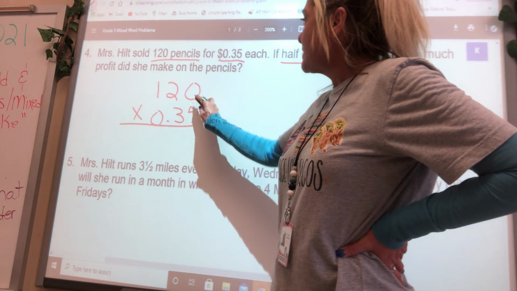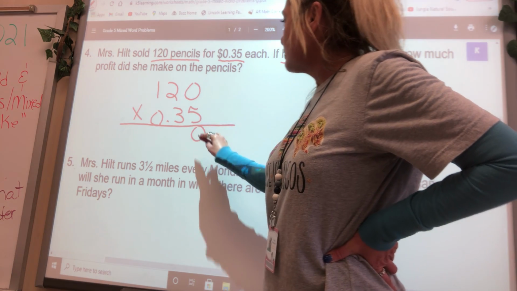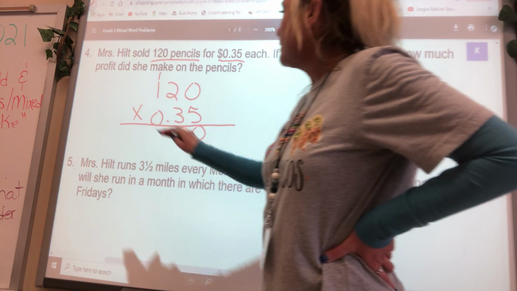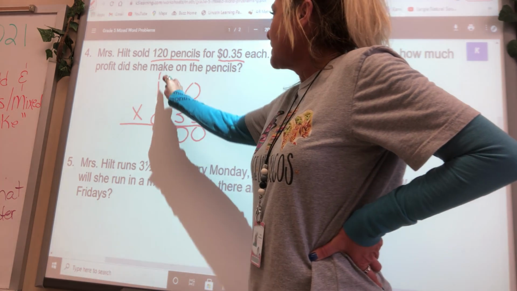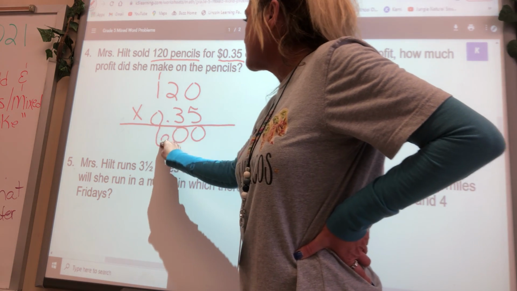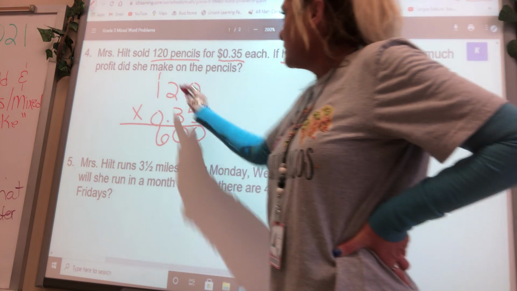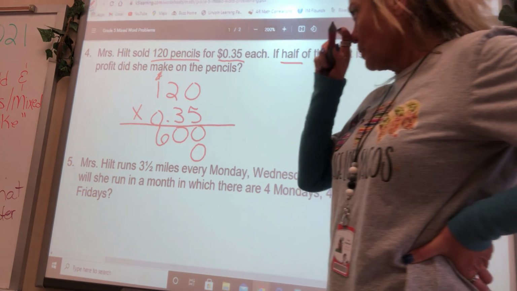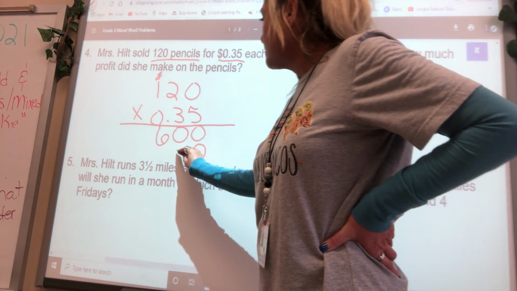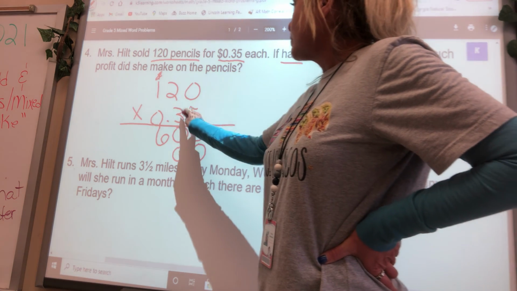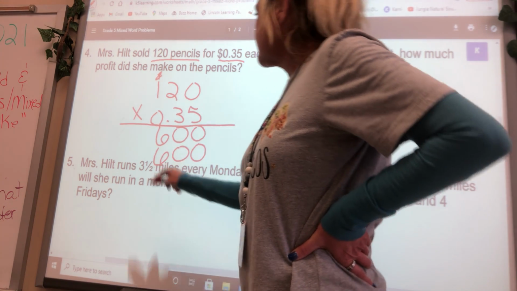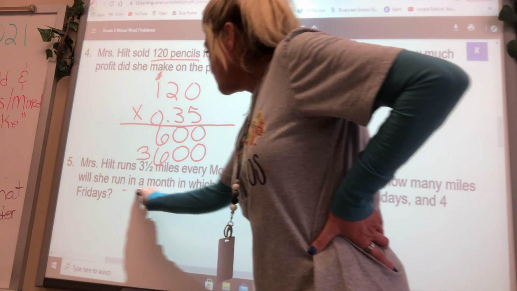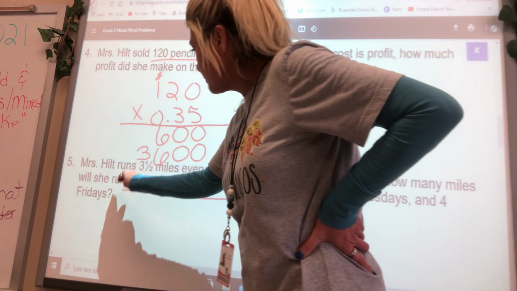So we have 5 times 0 is 0. 5 times 2 is 10, carry our 1. 5 times 1 is 5, plus the 1 we carry is 6. And then we've already used that one, we can mark him out. And we need our placeholder 0. 3 times 0 is 0. 3 times 2 is 6. And 3 times 1 is 3. I'm going to draw my line down here, I'm going to skip down.